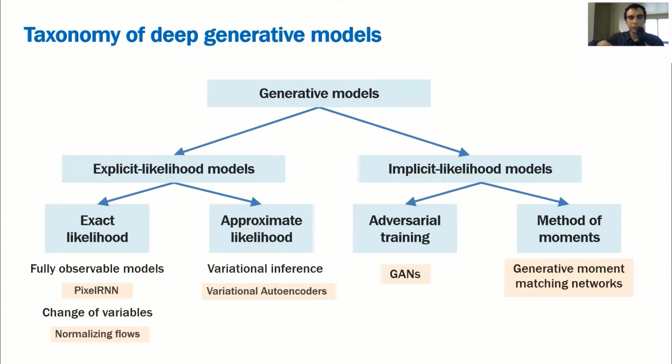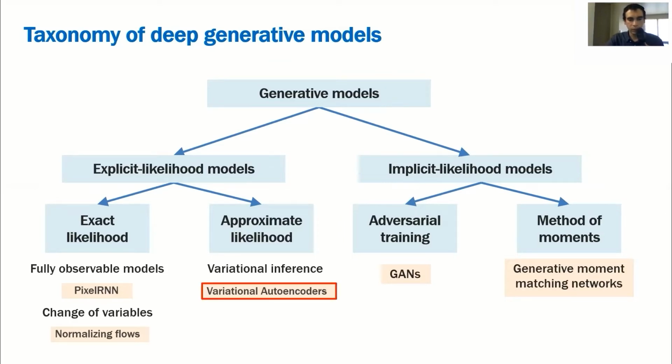So there are very different instantiations of these implicit and explicit models. In the explicit models, we have models that optimize the exact likelihood function, and we have models that use approximate likelihood inference. And in the implicit likelihood models, there are models based on adversarial training and models based on method of moments. There are other kinds of models. This is in no way an exhaustive list, but we're just going to focus on these in this tutorial.